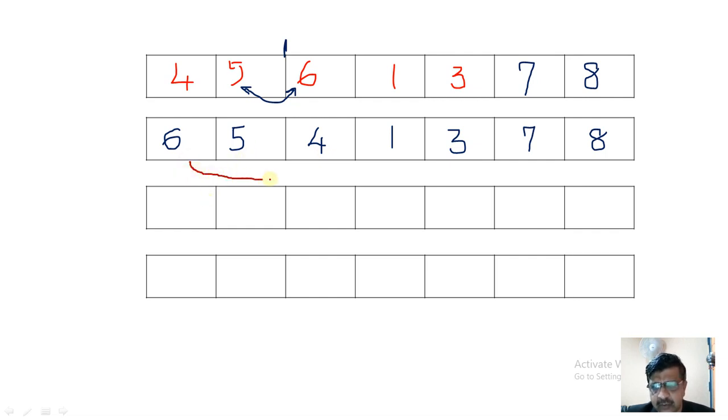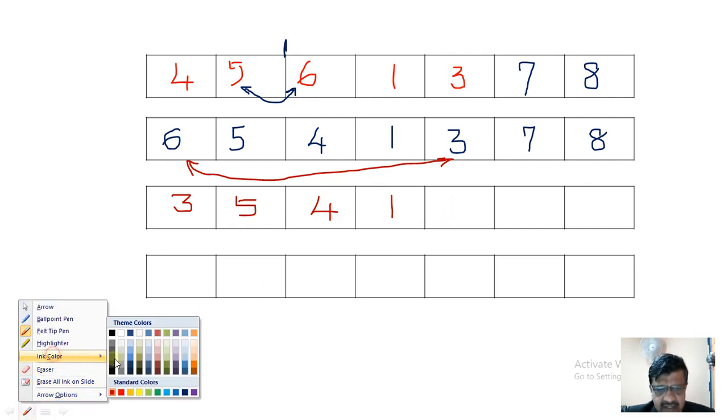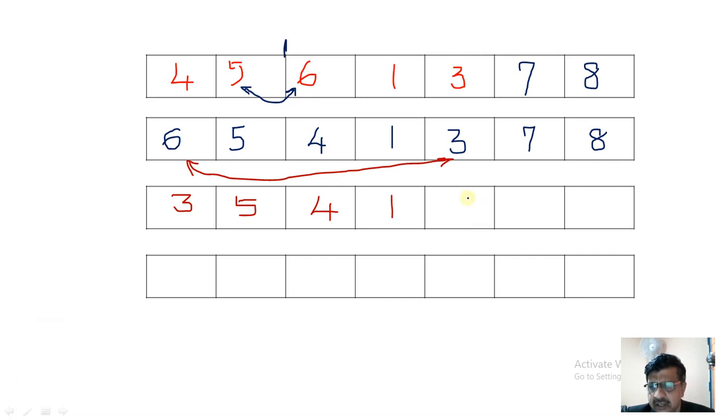So 6 will be exchanged with 3, because he is the leaf element. So 3 will come over here. 5, 4, 1, 6. 6, 7, 8. Now what remains is only four elements.